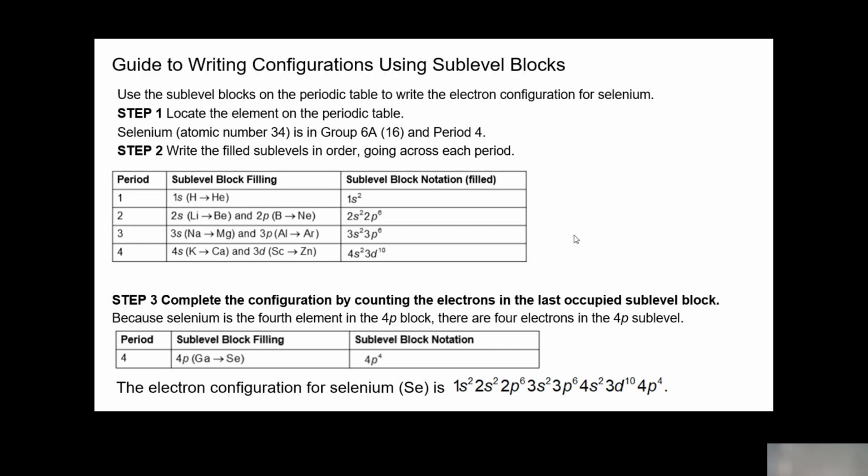Is it in the P section, the D section, or the S section? Make a mental note of that, because it should end there when you're done. So let's take a look here. We are going to locate the element. So we want selenium, which is 34.